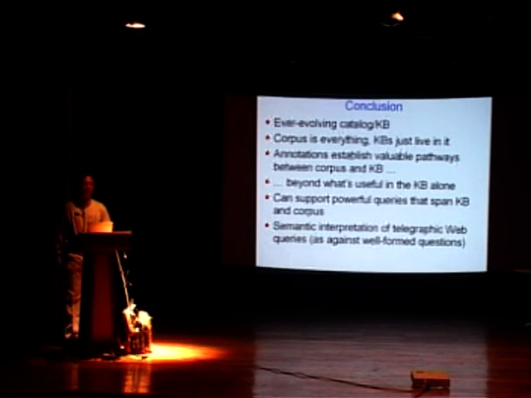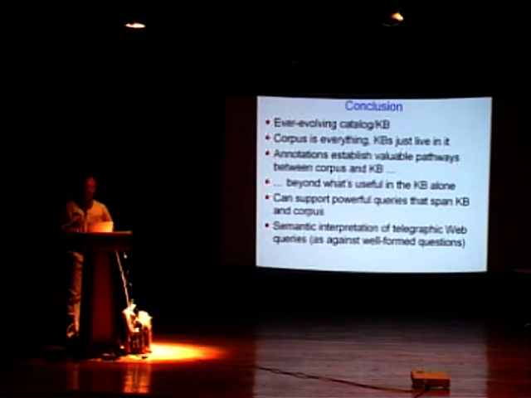So Fernando Pereira, who is head of Google Research, has a funny way of saying it, which is the knowledge base is part of the corpus. It just has some funny brackets in it, that's all. And these annotations which pass between the catalog and the corpus, they establish these valuable information pathways beyond what's useful in the knowledge base alone. And if we have those valuable pathways, those red links between the catalog and the corpus, we can support many powerful queries going beyond what the catalog itself has.